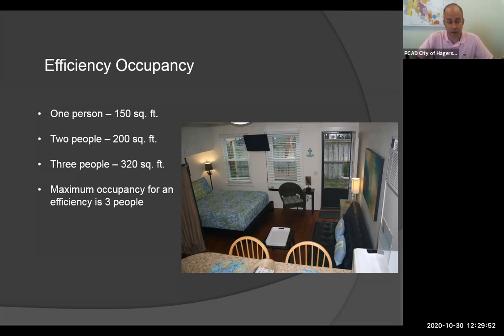The maximum occupancy for any efficiency is 3 people. Again, it does not matter the size of the occupant. The max is 3 people for an efficiency.